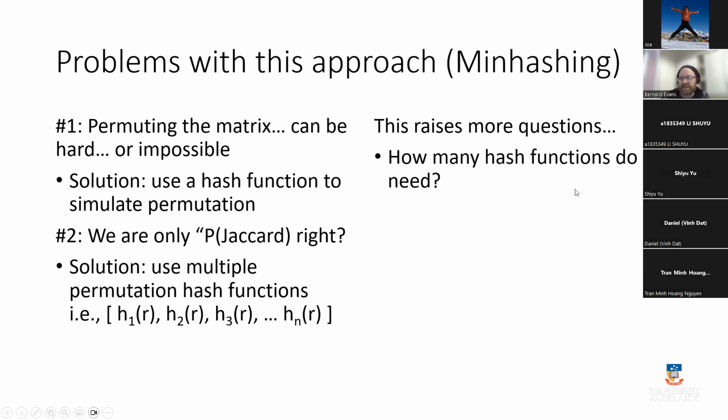So here's a good question. How many hash functions do we need? That's another one. We've already got k-shingles, and now we're doing min hashing. How many hash functions? How do we implement it?